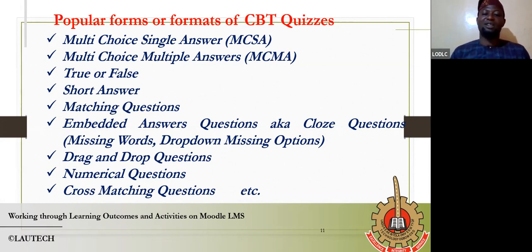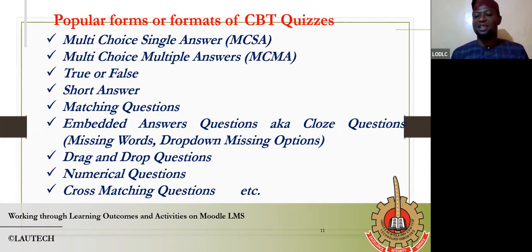Another form of CBT quiz is the true or false type of question, whereby the instructor will provide a question and students are expected to pick either true or false. For example: the person is a male, true or false. If you know that person and the person is a male, automatically you pick true. If the person is a female, you pick false.